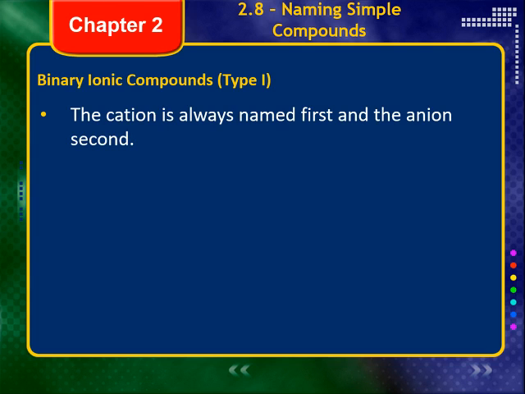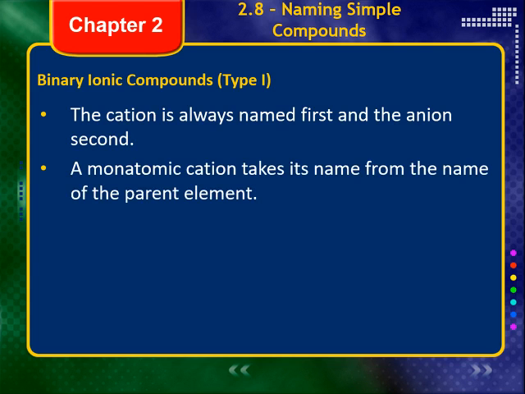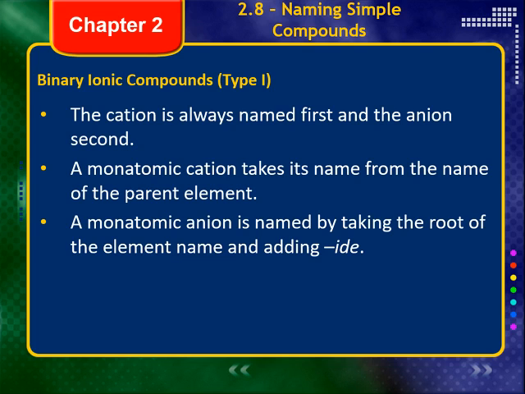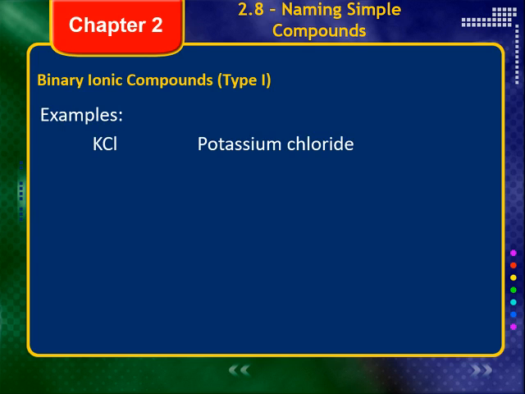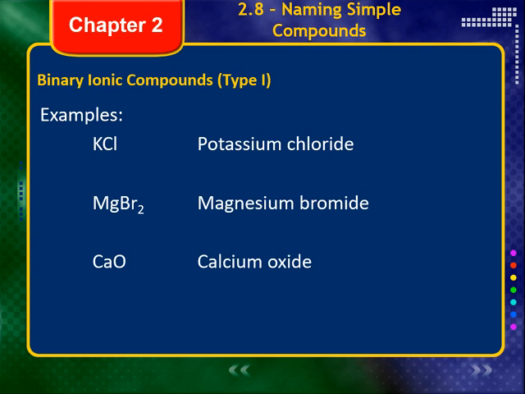The cation, that's the positive one, is always named first, and the negative, the anion, is always second. A monatomic cation takes its name from the name of the parent element. A monatomic anion is named by taking the root of the element name and adding -ide at the end. So, examples. We got KCl, that's potassium, the first element, it's the metal. Then the second element is chlorine, but I'm going to drop the last syllable and replace that with an -ide, so that's potassium chloride. And I have magnesium bromide, and then I have calcium oxide.